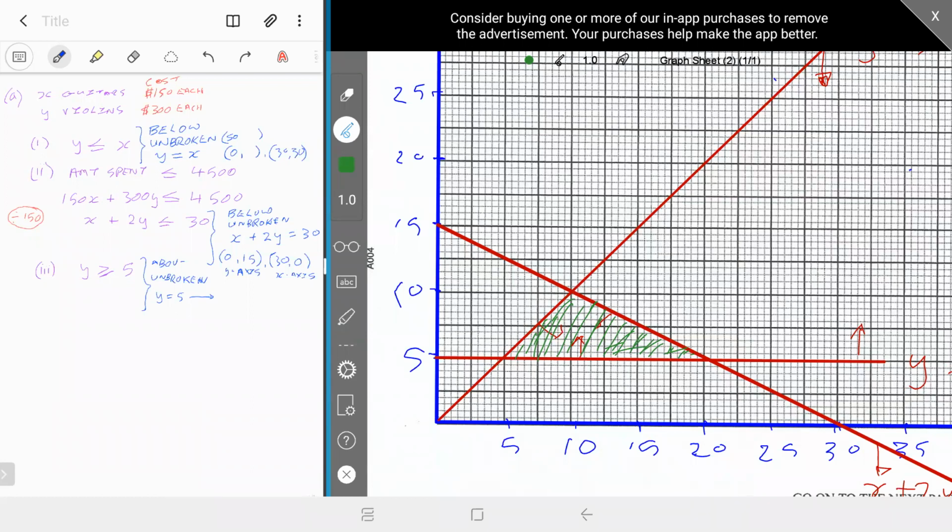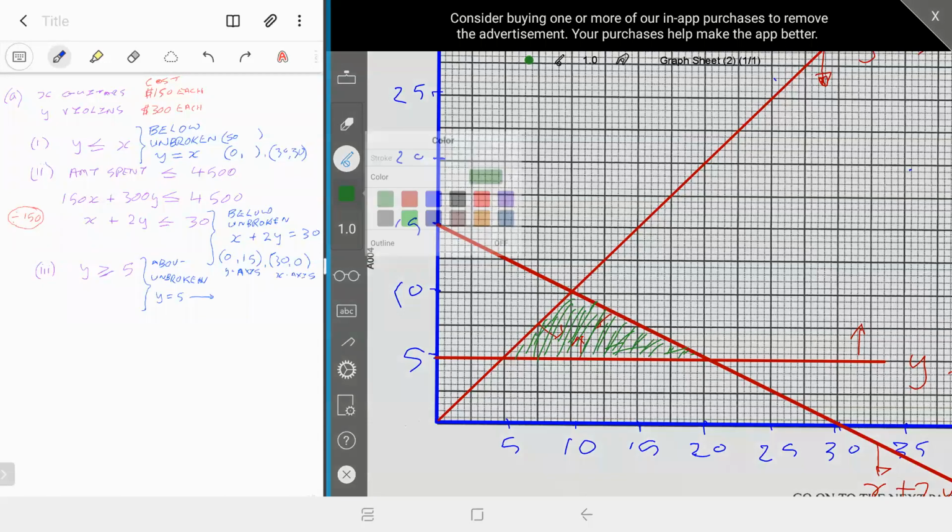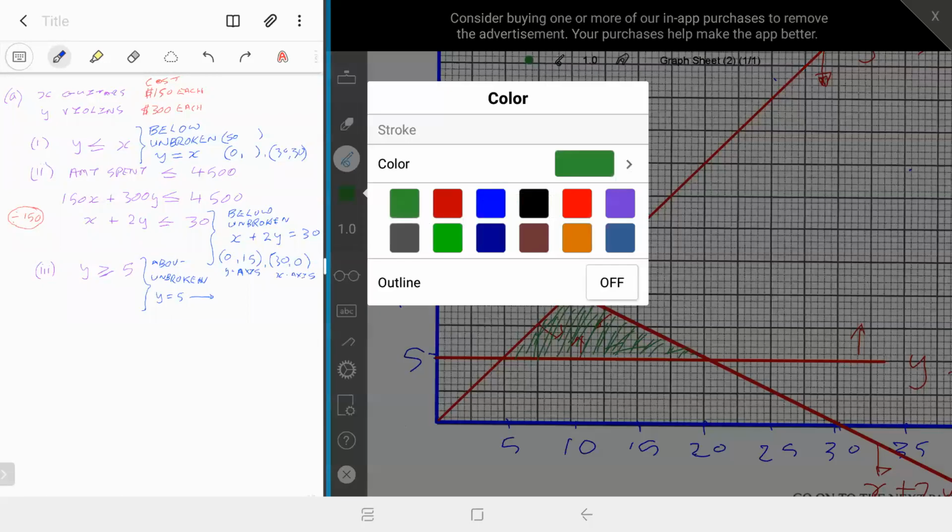After we shade it, the question said we were to write the coordinates of the vertices. I'm going to give each vertex a name. So you don't just write the coordinates, you give them a name so you can reference them. Let's go for the pen. I'm going to use a different color. Let's go back to the blue.